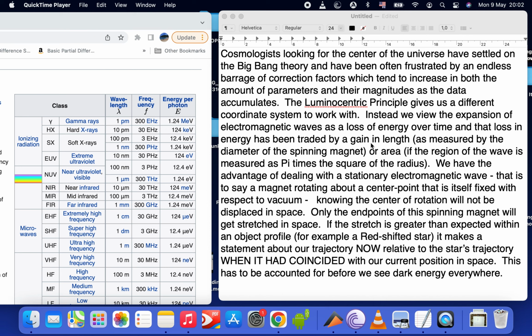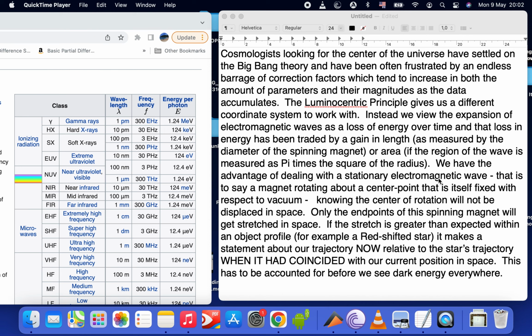The luminocentric principle gives us blah. Instead, we view the expansion of electromagnetic waves as a loss of energy over time, and that loss in energy has been traded by a gain in length, meaning the length between the North and the South Pole, or area, meaning the area of the circle as it's rotating.